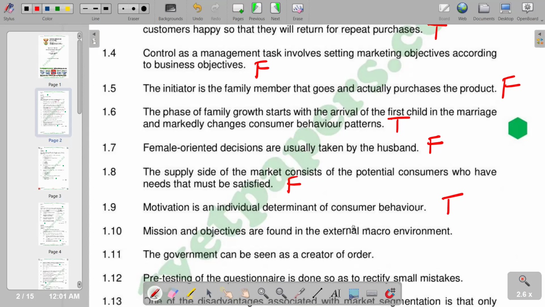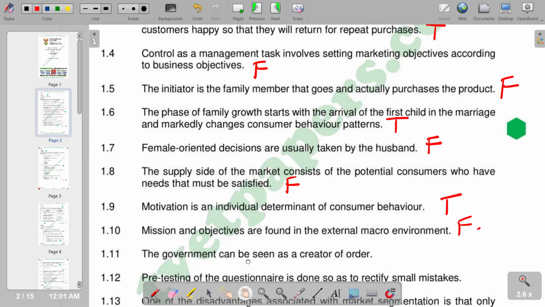Mission and objectives are found in the external macro environment, which is false. Remember, the macro environment involves all those external environmental factors that influence business success, business strategies and decision making. So it makes our 1.10 false. The mission and objectives are obviously part of the internal environment.